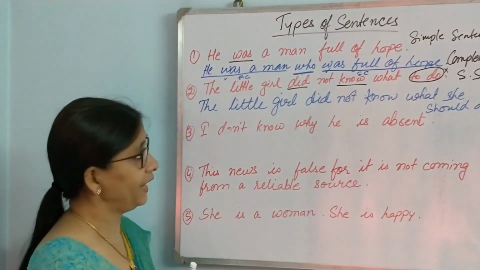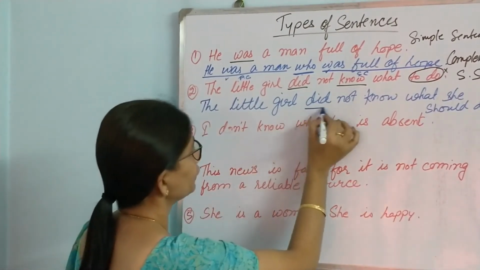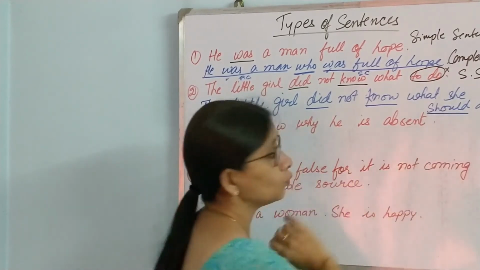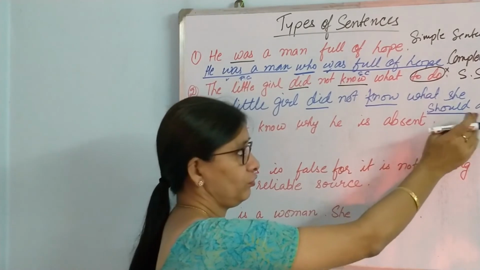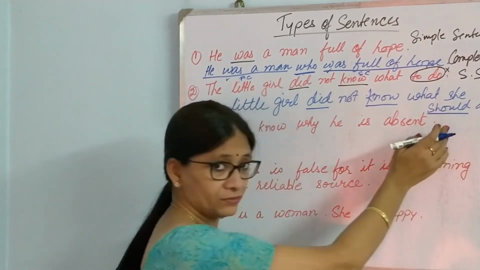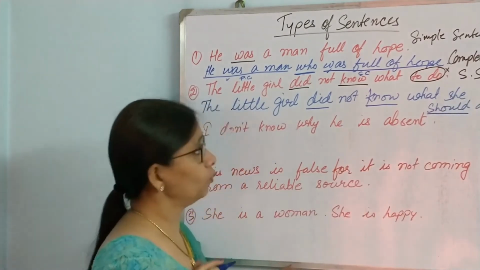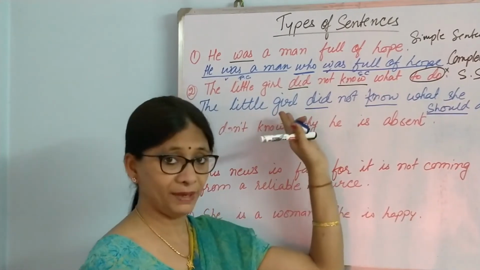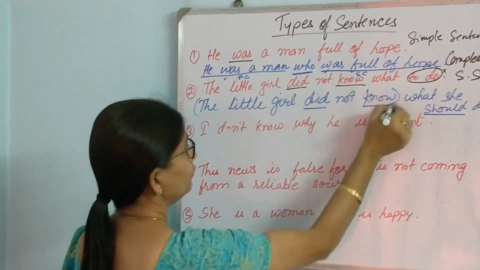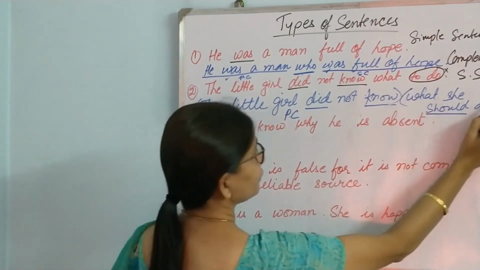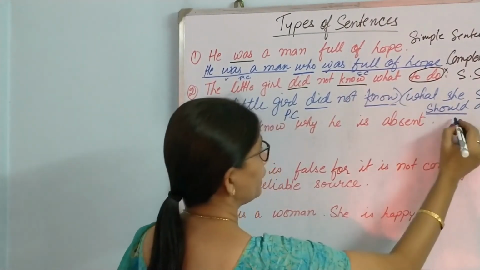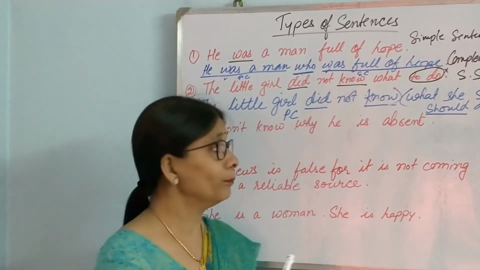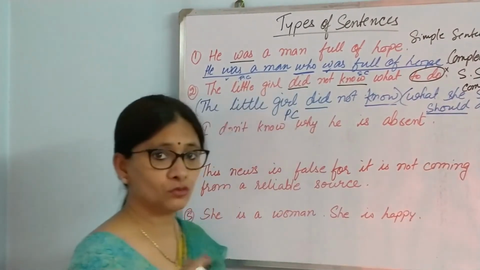Now here we have "little girl did not know." "Did know" is one verb. "What she should do": should is another verb. Since the helper verb is there, "should do" can be one verb. So one and one. But this verb, what she should do, is not independent. It is dependent on the main clause. So this part is the principal clause, and this part is the subordinate clause. If a subordinate clause is present, that becomes a complex sentence. So this is how we have to change.